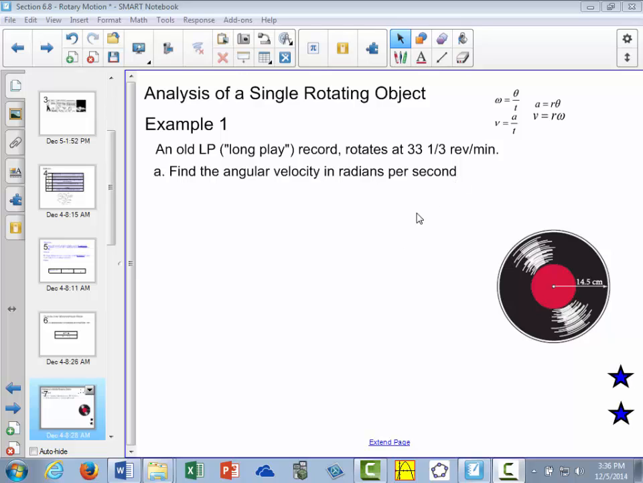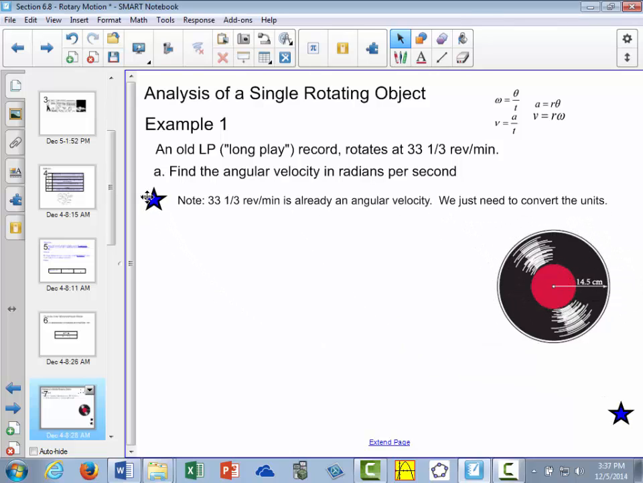So the first thing we want to recognize is this 33 1/3 revolutions per minute. This is some sort of a velocity, and it's discussing revolutions per minute. Revolutions aren't a physical distance, they're a portion of a circle. A full revolution is one entire trip around the circle. So what they're giving us here, 33 1/3 revolutions per minute, is an angular velocity. It's just in revolutions per minute instead of radians per second. So we just need to convert the units.